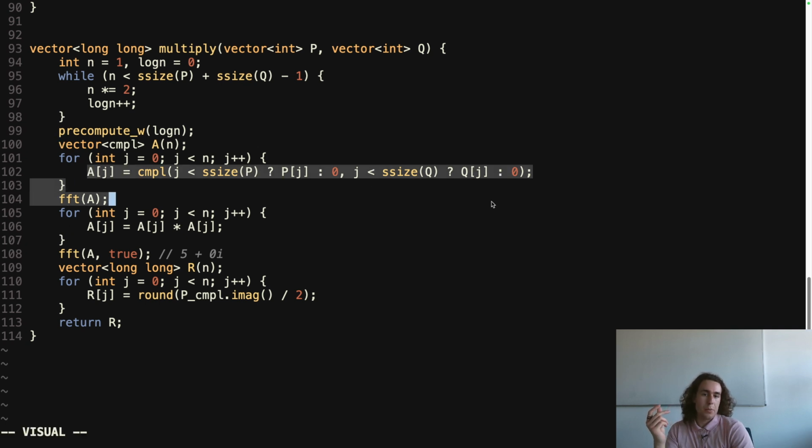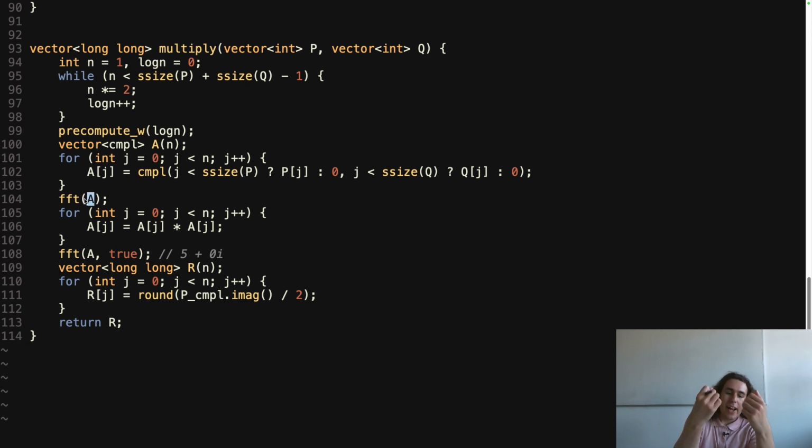So we do the same thing. We also put P and Q into A, but then I can tell you that out of the FFT of A, I can take out the FFT of P and the FFT of Q. That's possible. You can think about it as an exercise: how would I get the FFT of P and the FFT of Q if I know the FFT of A?